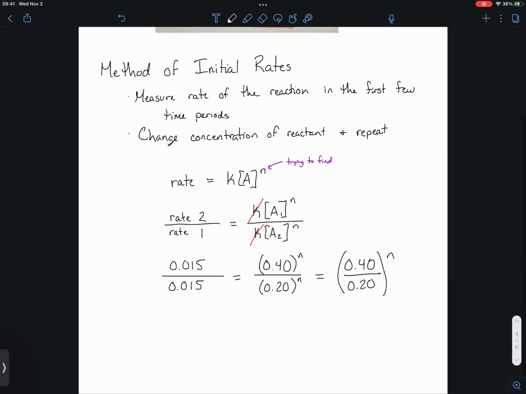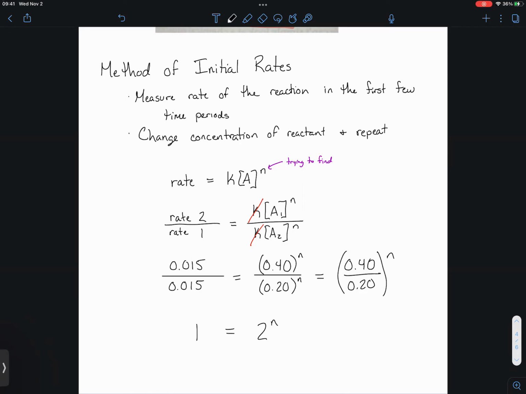Okay. So now if we enter our numbers into our calculators, we get 1 equals 2 to the power of n. So what is n going to have to be in order to make this equation true? How do I solve for that?